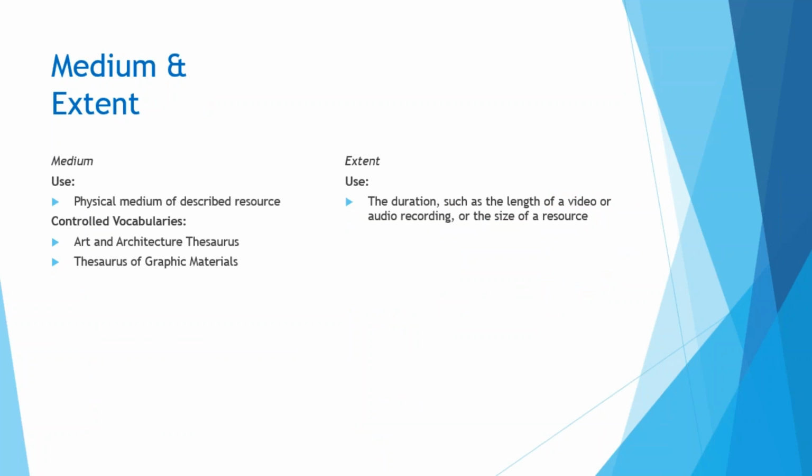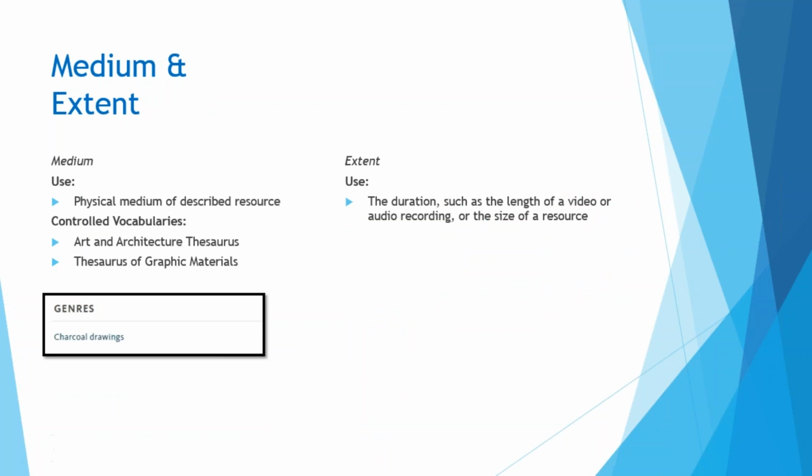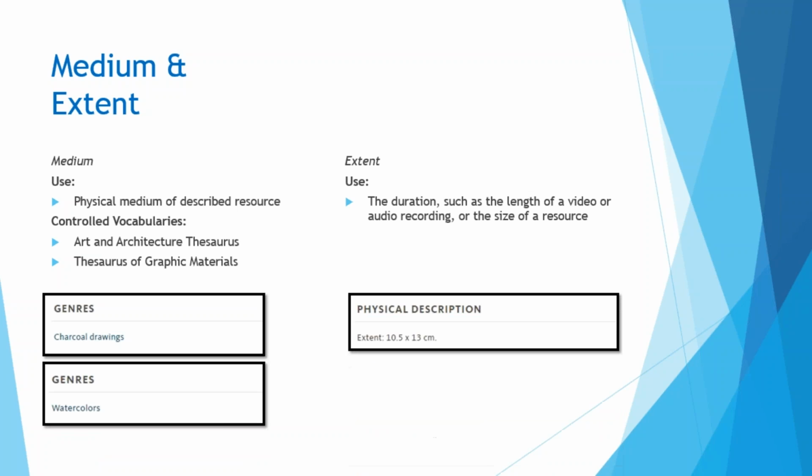So medium is both optional and repeatable, and this field is used to describe the physical medium of the resource. The above example uses the Thesaurus of Graphic Materials as a controlled vocabulary. And the extent field is both recommended and repeatable. This field is used to describe the duration of a resource, such as the length of a video or audio recording, or the size of a 2- or 3-dimensional object.